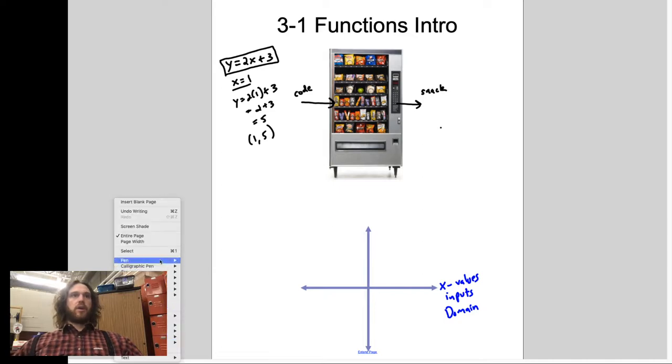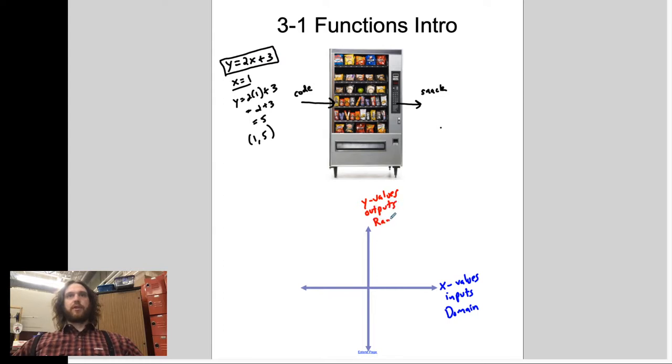And then on the vertical axis, these are our y values. We think of these as like the snack. So this is like the code that goes into our function when we have a rule like 2x plus 3. And then out come our outputs, and everything that gets hit by our function, every output that we get from our function, is called the range. Okay? Perfect. Let's go ahead and keep on moving. Actually, first, I do want to mention that functions are a special type of what's called a relation.